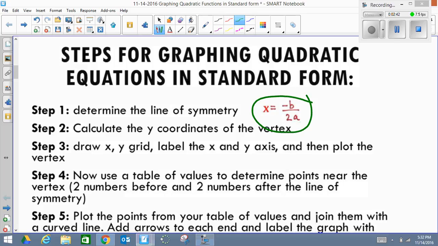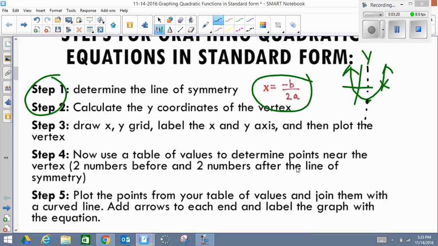Label the x and y axis, which is basically saying this is the x-axis, this is the y-axis. And then plot the vertex. So basically in steps 1 and 2, we're going to be able to get the vertex of the parabola. Step 3 is we find the vertex, we plot the vertex, and then we draw a parabola. Okay, and then we draw our axis of symmetry that goes through the vertex. So that's what we're going to do. I'm going to use a table of values to get a couple of points, and at the end you just plot the points from the table of values, do symmetry to the other side, and draw the curve, which will be your parabola.